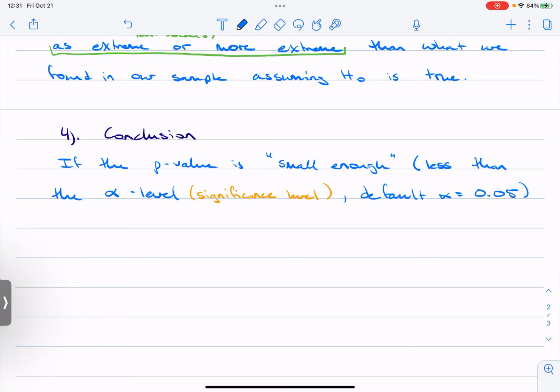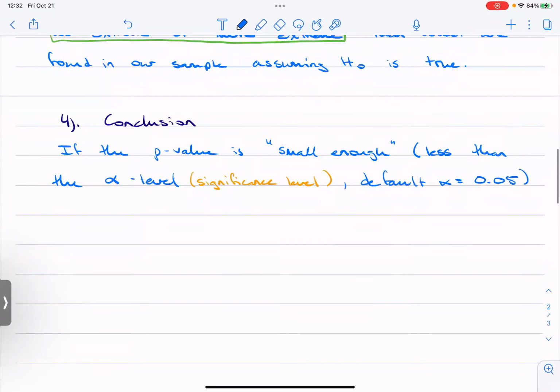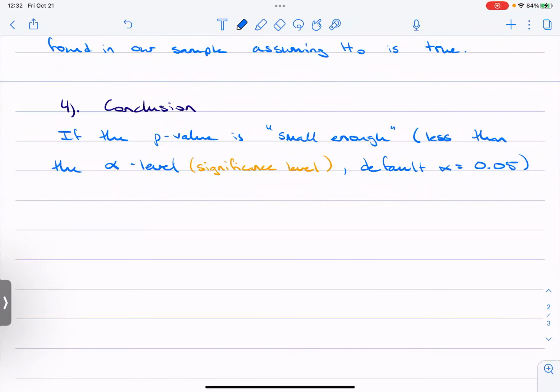A lot of questions will tell you use a significance level of 0.05 or 0.1 or 0.01. Okay. But if it doesn't say, then you use 0.05. So if it doesn't say, just use 0.05. Okay, so if the p-value is small enough, so less than 0.05, then we have enough evidence to reject H naught.